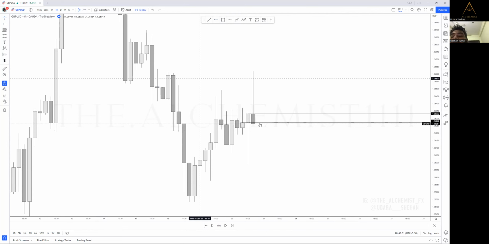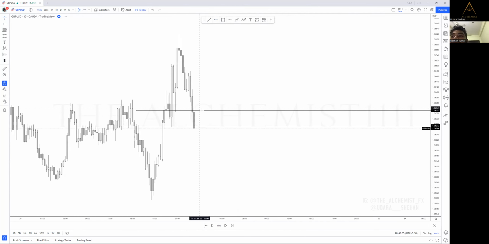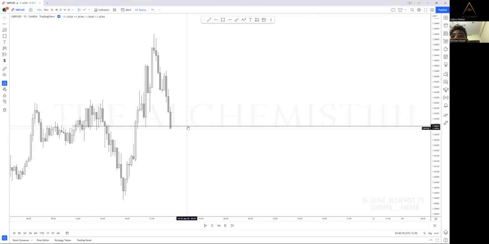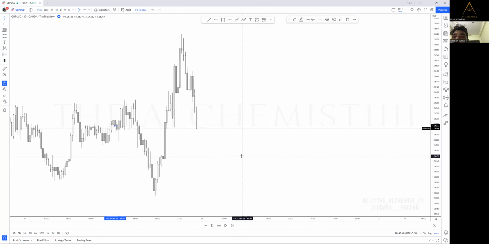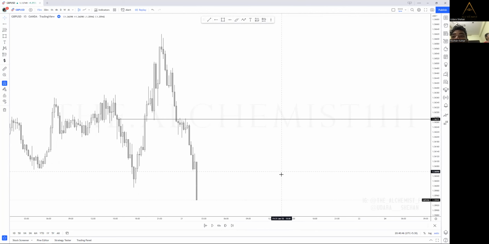Now look at this price level. If I go to a lower time frame, do you think anyone will have an idea what this price level is? No idea, right? Nothing. But look at the reaction from that level. Why? Because this right here was the 4-hour order block's price level.